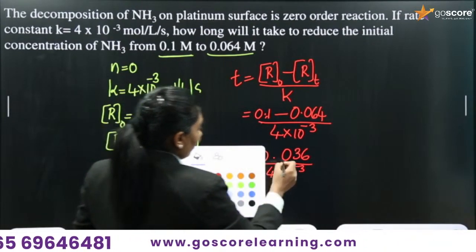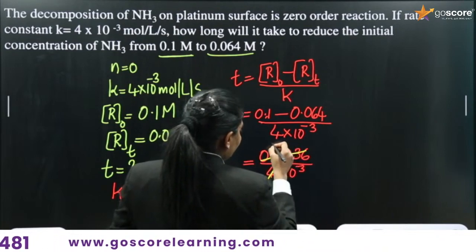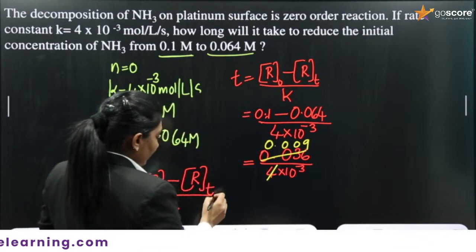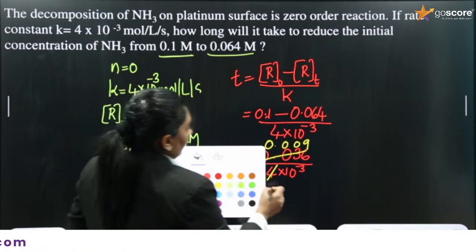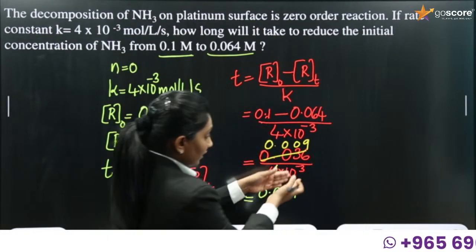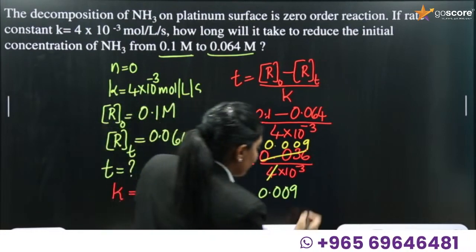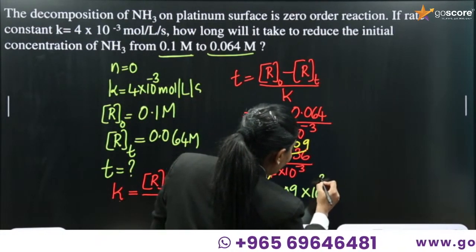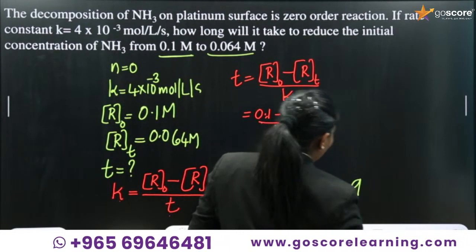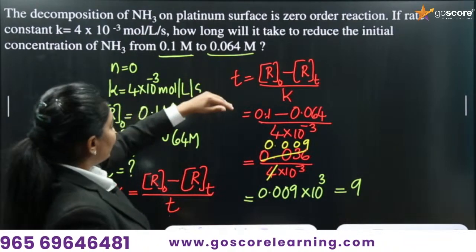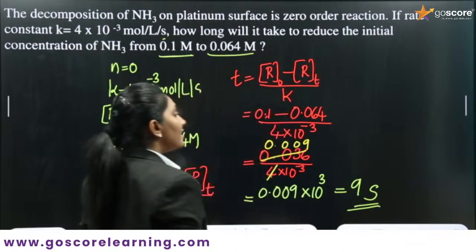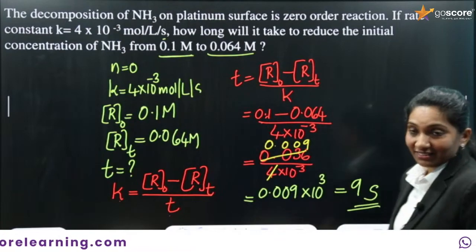So, what will be your answer for this one? It will be 0.009, right? So, we can write the answer as 0.009 divided by 10 the power minus 3, that is into 10 the power 3. So what will be your answer? It will be 9. What is the unit? It is the time and the unit will be in second. So your answer will be 9 seconds, right?